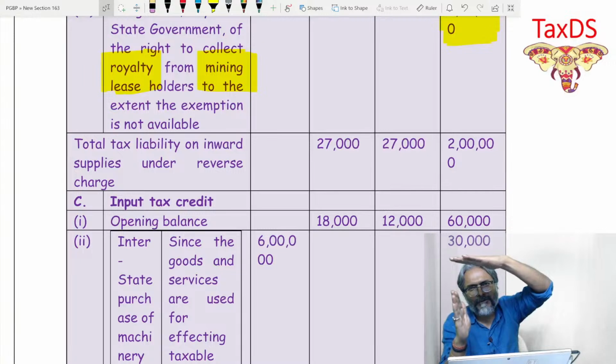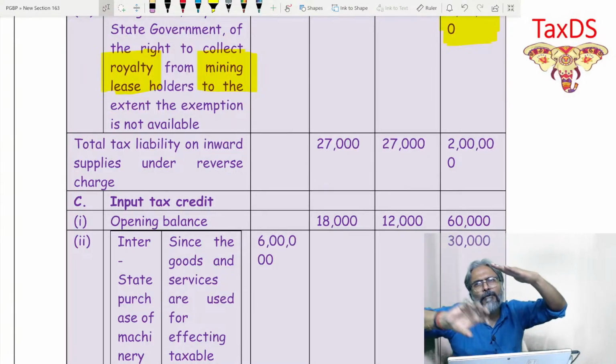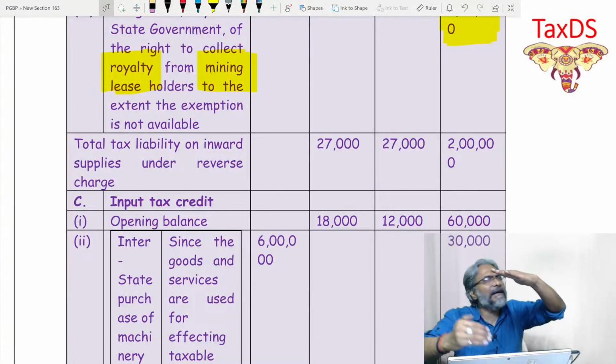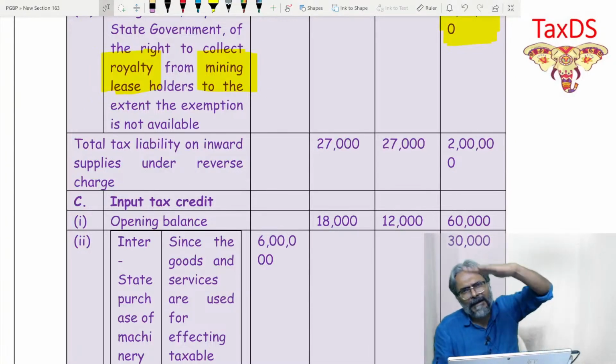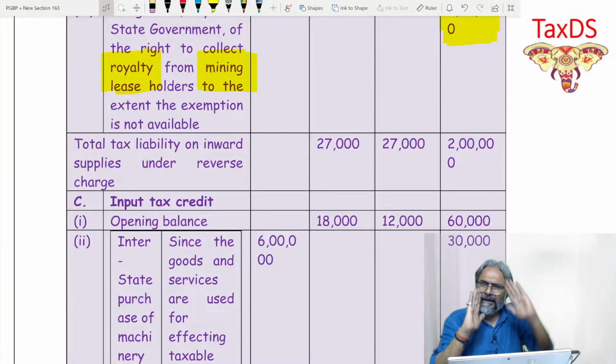Item number 1 of reverse charge, 2, 3, 4, 5. Or you can make a separate statement of the liability that you have to pay under the RCM, that you will pay in cash. So if you are not making a separate statement the way it is given in the question, what you will do is that from the net GST liability, you will add these line items one by one. Okay, that is what you do.